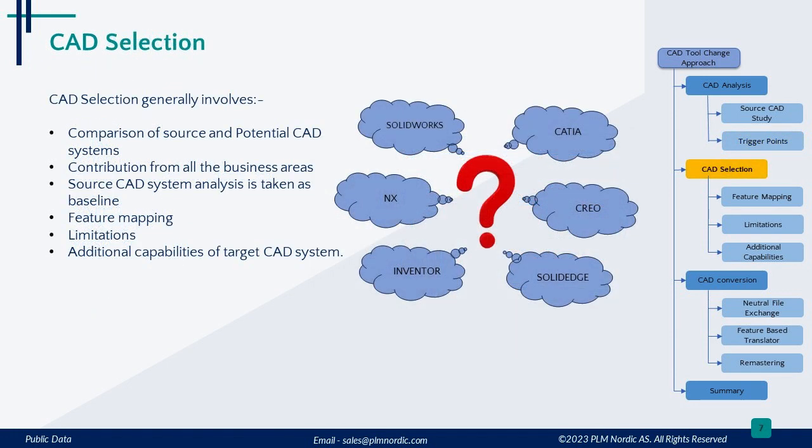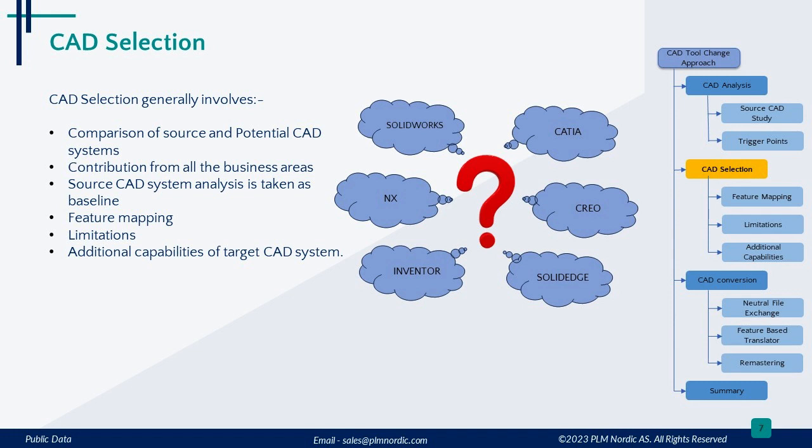Let's take a look at CAD selection. CAD selection starts with the comparison of technical details of source CAD system and the potential target CAD systems. Potential target CAD systems will have to pass through the preliminary requirements before they are considered for full-fledged comparison.